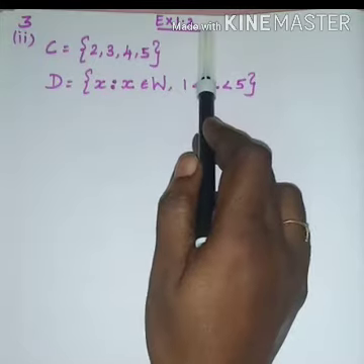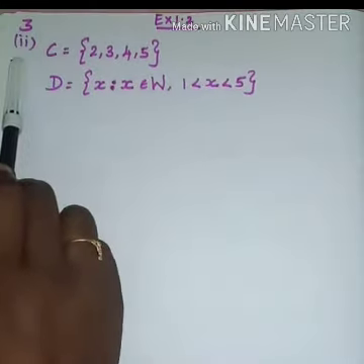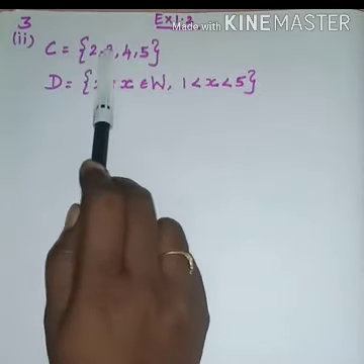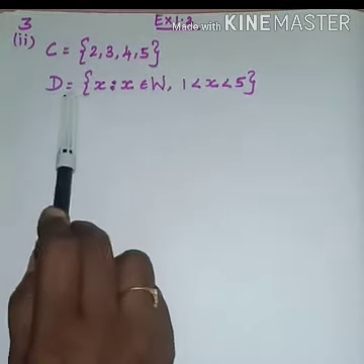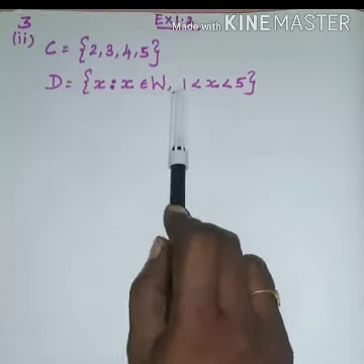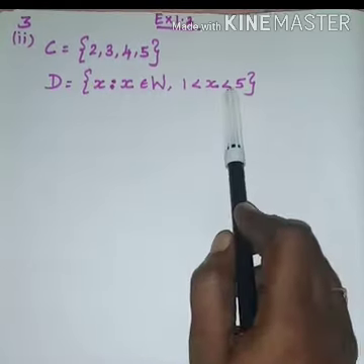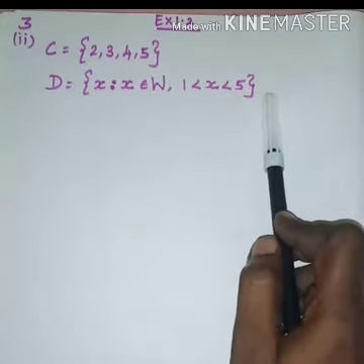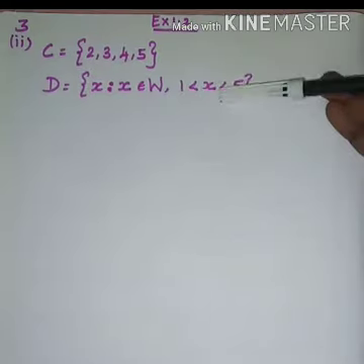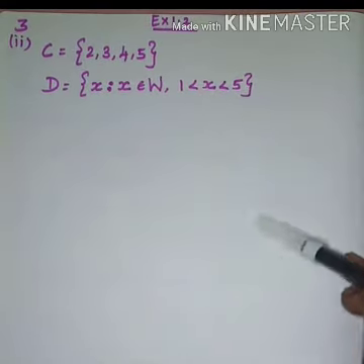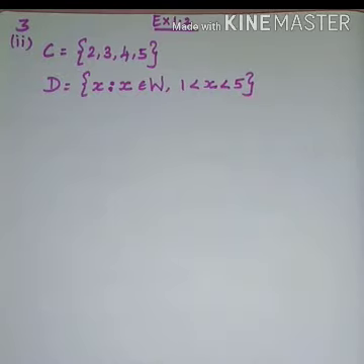Exercise 1.2, third sum, subdivision 2. C is equal to the set 2, 3, 4, 5 and D is equal to the set x such that x belongs to whole number, 1 less than x less than 5. We have to find whether these two sets, C and D, are equivalent sets, equal sets or unequal sets.